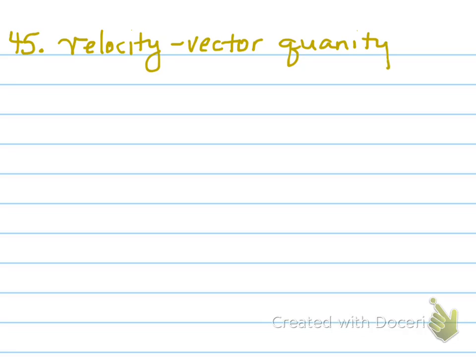Number 45. Correct your friend who says the dragster rounded the curve at a constant velocity of 100 kilometers per hour. Here's the deal. Velocity is a vector quantity, which means it has both a size and a direction. So although the speed, the magnitude, stays the same, because we're going around a curve, we're constantly changing direction.